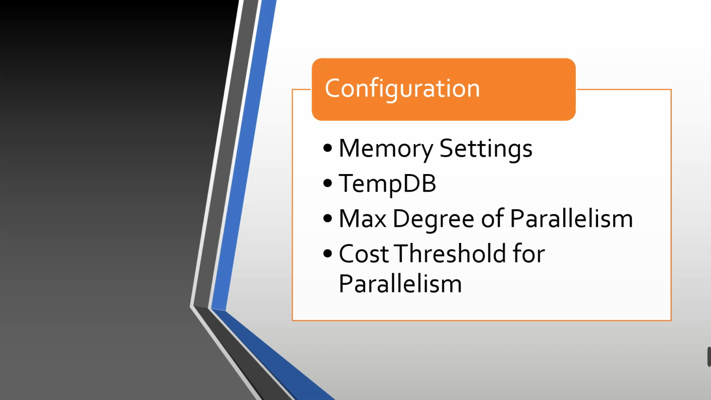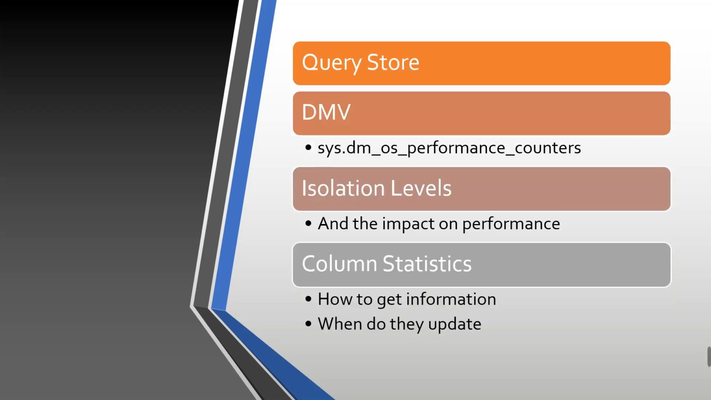Max degree of parallelism and cost threshold for parallelism are both server level settings that, if not set properly, can have a detrimental impact on performance. We're going to talk about what they should be set at.